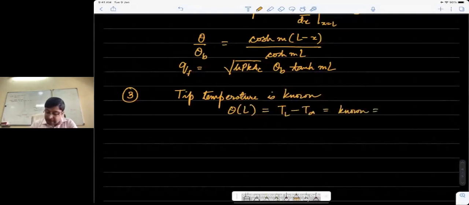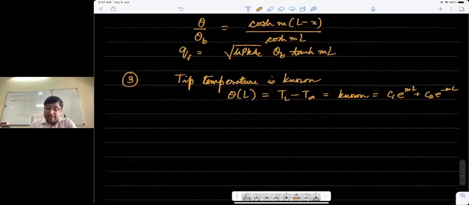So you can then write this as C1 e to the power mL plus C2 e to the power minus mL. And now you have two equations in C1 and C2. So you can calculate what would be the solution profile. And I'm not going to do that. As I said, I don't think this is a realistic condition. So I'm going to skip this for the purpose of this lecture.